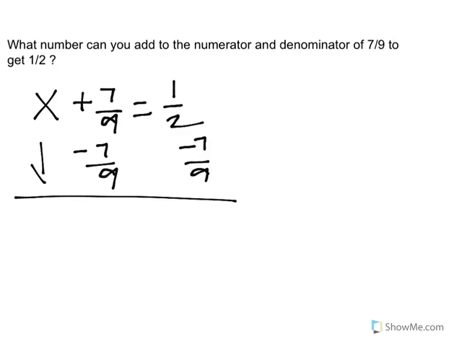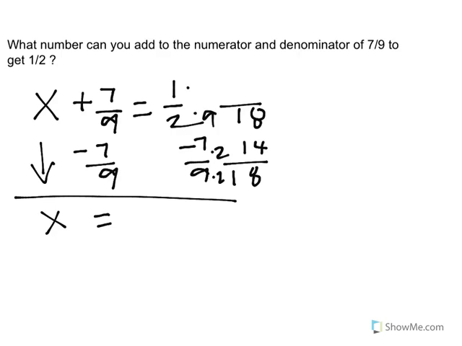That leaves us on this side with x, because 7/9 minus 7/9 is 0. And then we have 1/2 minus 7/9. Well, we need to find the common denominator between the two. We know that both 9 and 2 go into 18. 9 times 2 is 18. 7 times 2 is 14. 2 times 9 is 18. 1 times 9 is 9. So now we have 9 over 18 minus 14 over 18.